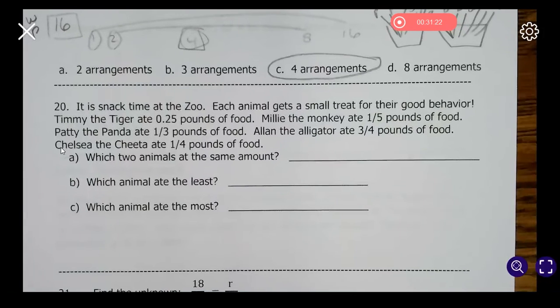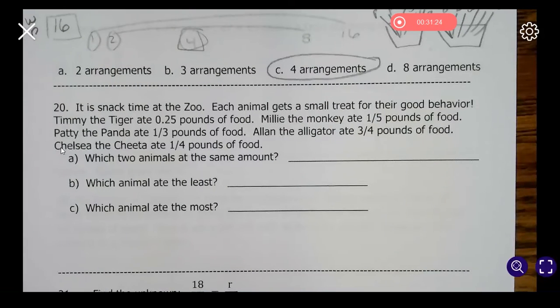Question number 20. It's snack time at the zoo. Each animal gets a small treat for their good behavior. Timmy the tiger ate 2,500 pounds of food. Millie the monkey ate 1/5 pounds of food. Patty the panda ate 1/3 pounds of food. Alan the alligator ate 3/4 pounds of food. And Chelsea the cheetah ate 1/4 pounds of food. Which two animals ate the same amount? Which animal ate the least? Which animal ate the most?